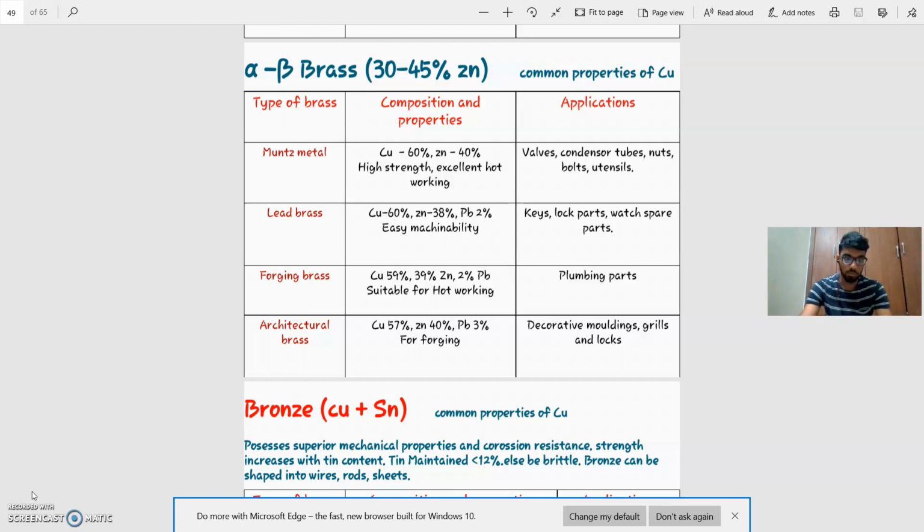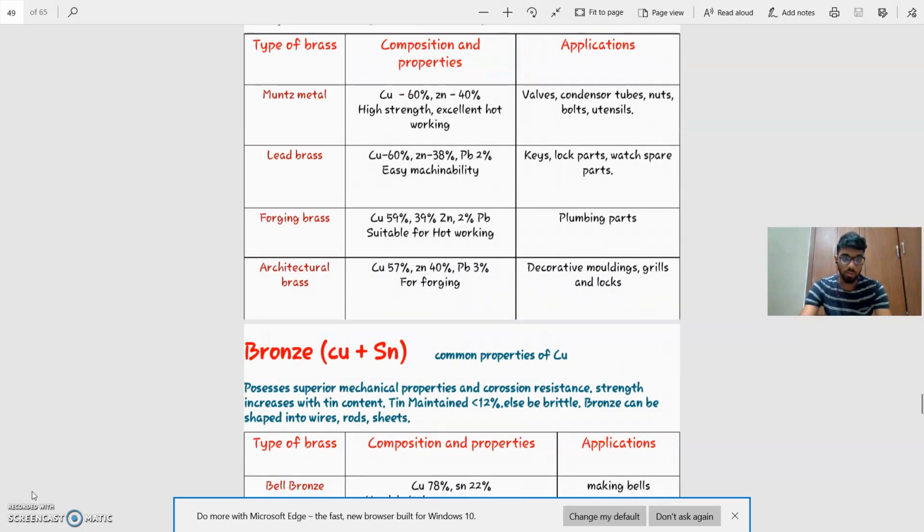And the next one is forging brass. It consists of copper 59%, 39% zinc, 2% Pb. They are suitable for hot working. Applications are plumbing parts. They are used to make plumbing parts like valves, taps, pumps, etc.